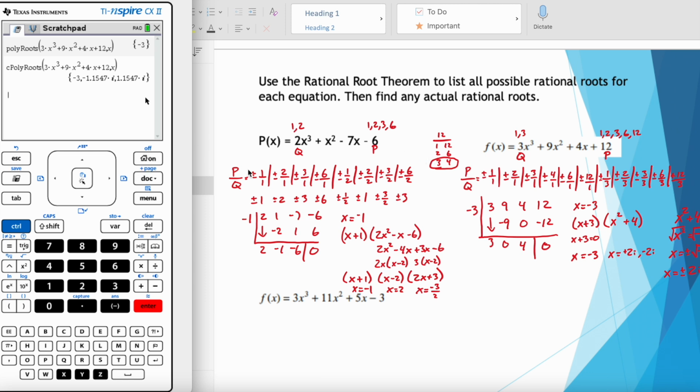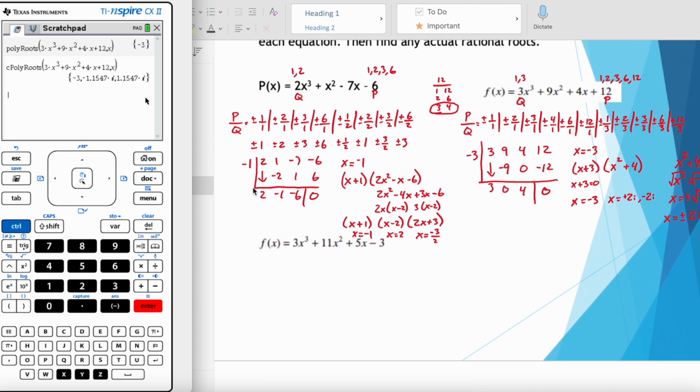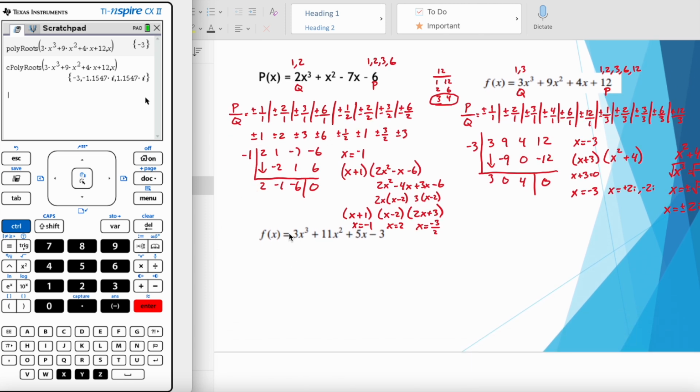Let's go ahead and take a look at our last problem. Here we have f of x is equal to 3x to the 3rd plus 11x squared plus 5x minus 3.